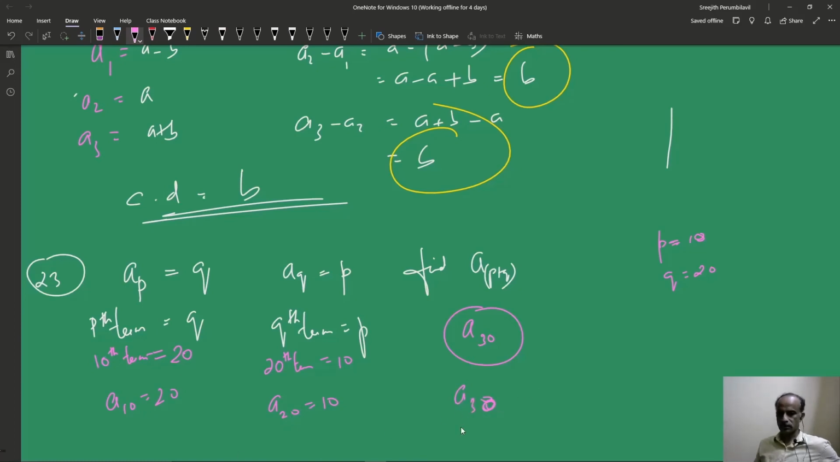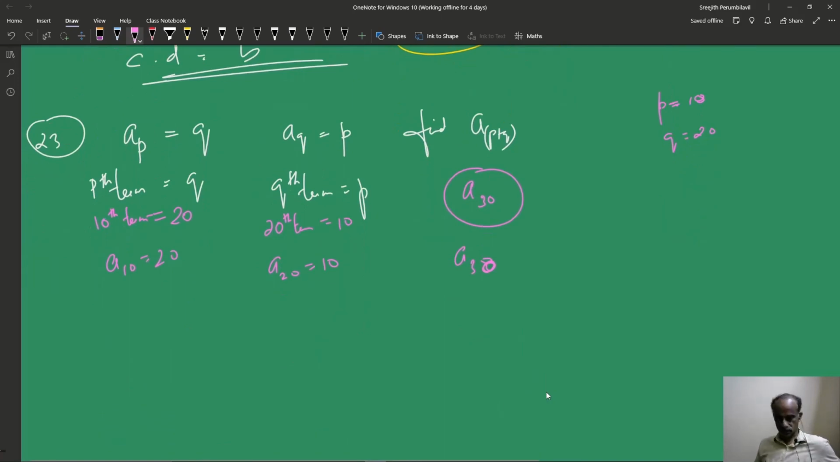Okay, so we'll come back to the question. So there is no 10, 20. General terms are Pth term. Pth may be 20th, 50th, some term. Some term is Q, another term is P. Find P plus Qth term. Let the first term of the AP be A and common difference be D.